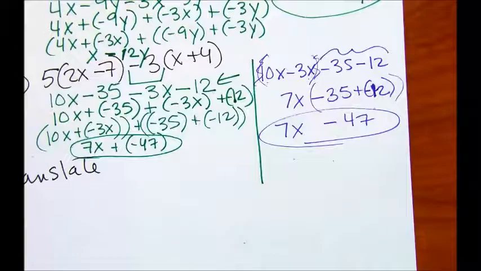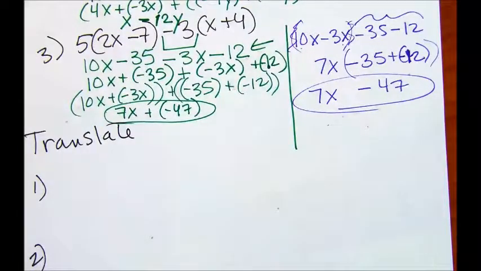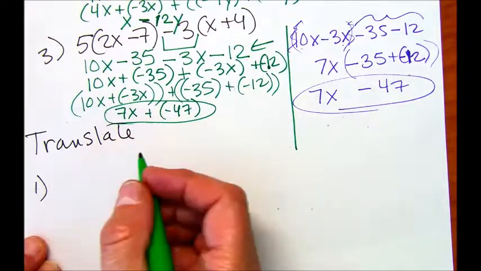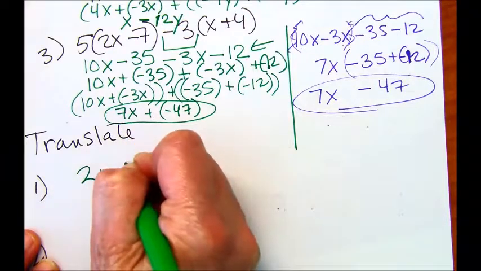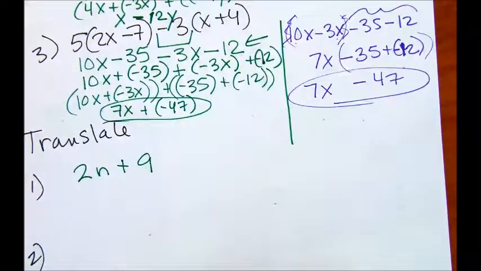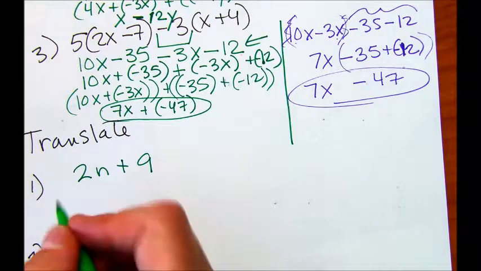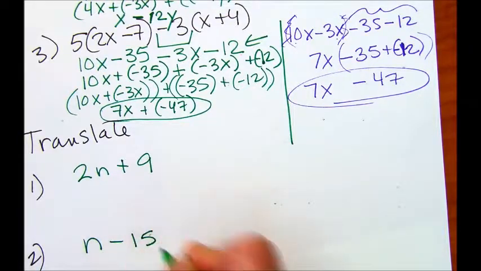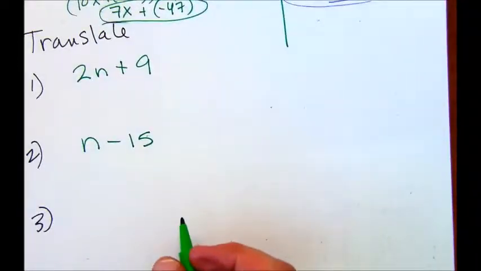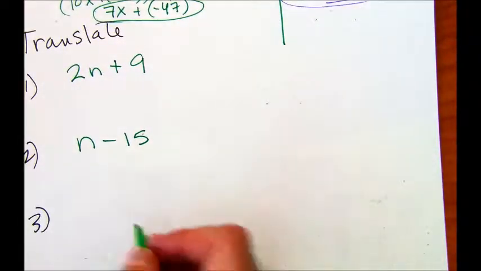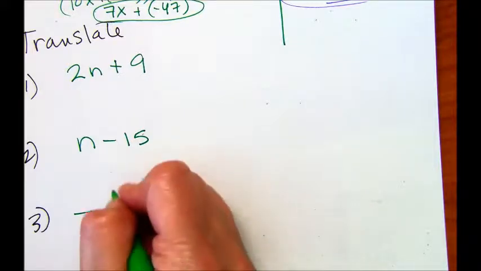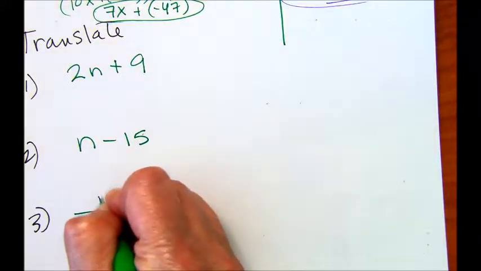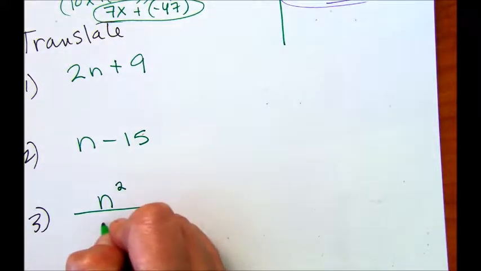Okay, the last part is translating. The first one is 9 more than twice a number. 9 more than, so that means it's going to go after, so 2n plus 9. The second, 15 less than a number, so less than means it's going to go after, the number is going to go first. And then the last one is the quotient of a number squared and 3. Quotient means division. A number squared, that's the first that's described, that's going to be on top. So n squared, and 3 is going to be on the bottom.